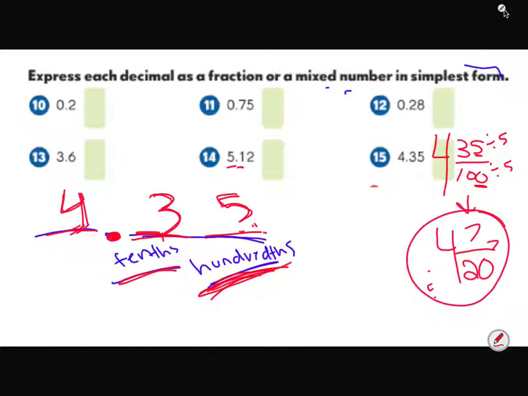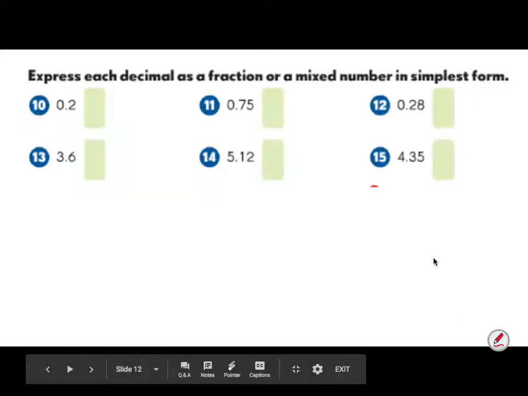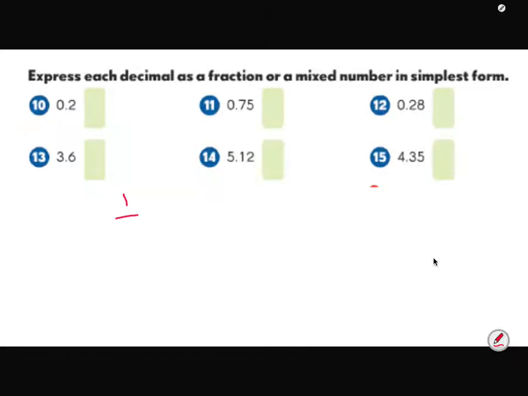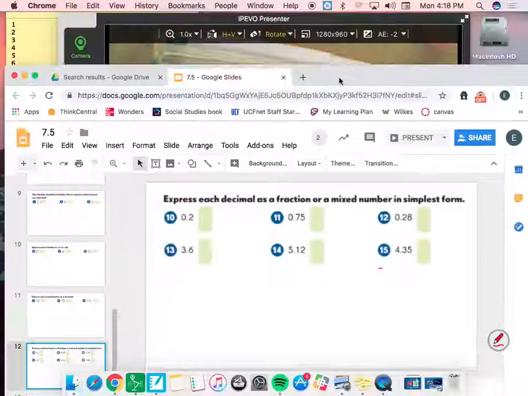So you need to know, again, how to make a fraction into a decimal by making it either into tenths or hundredths. And you need to be able to take a decimal and make it into a fraction by reading it the correct way and simplifying. Hopefully this is helpful. And if you have any questions, let your teacher know tomorrow.